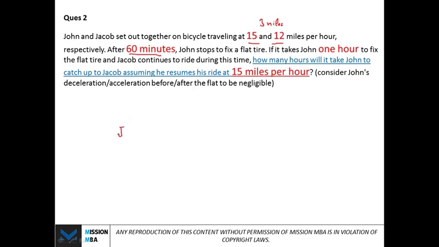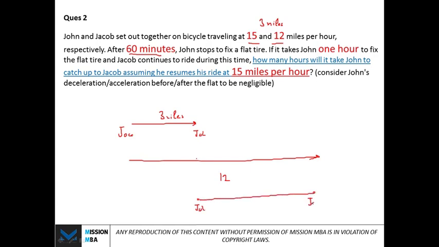Alright, so here I have Jacob, here I have John. He is 3 miles far. Second scenario, he stops. He keeps traveling. So now this guy goes ahead by 12. So the final thing is John is still over here and Jacob is ahead of him by 9 miles.